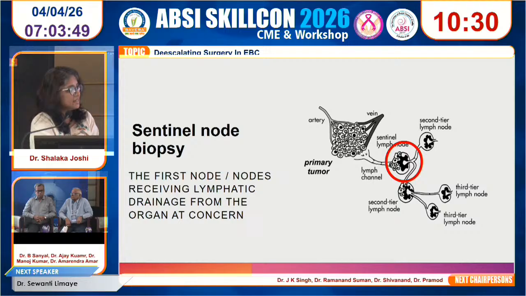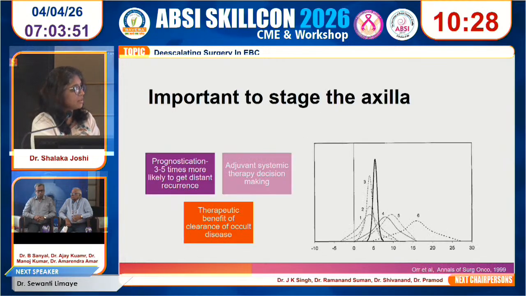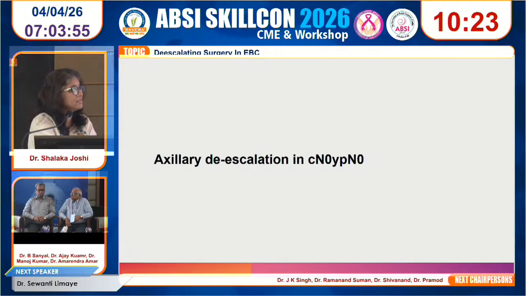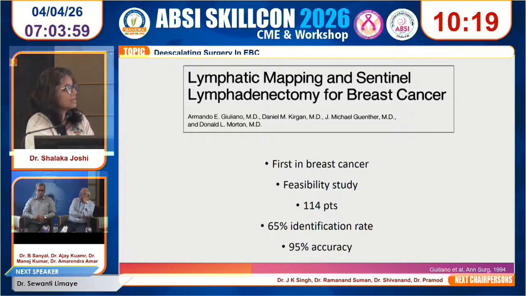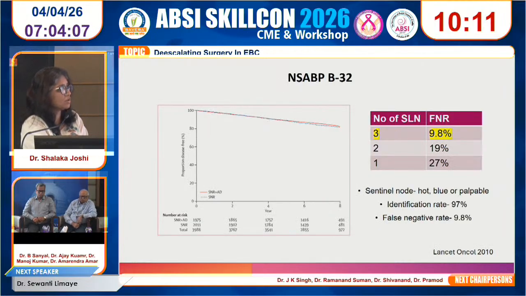This is easy. Sentinel node biopsy was a novel method. We believe it's still important to stage the axilla for various reasons, but de-escalation in clinically N0 and pathologically N0 axilla, first study published by Giuliano in 1994, established the method of sentinel node biopsy in 114 patients with a good identification rate. The study that sealed this field was NSABP B-32.